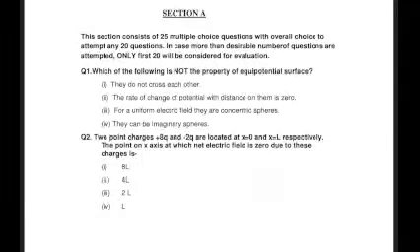Question number 2. Two point charges plus 8q and minus 2q are located at x equal to 0 and x equal to L respectively. The point on the x-axis at which the net electric field is 0 due to these charges is 1. 8L, 2. 4L, 3. 2L, 4. L. Correct. The answer is 3. 2L.